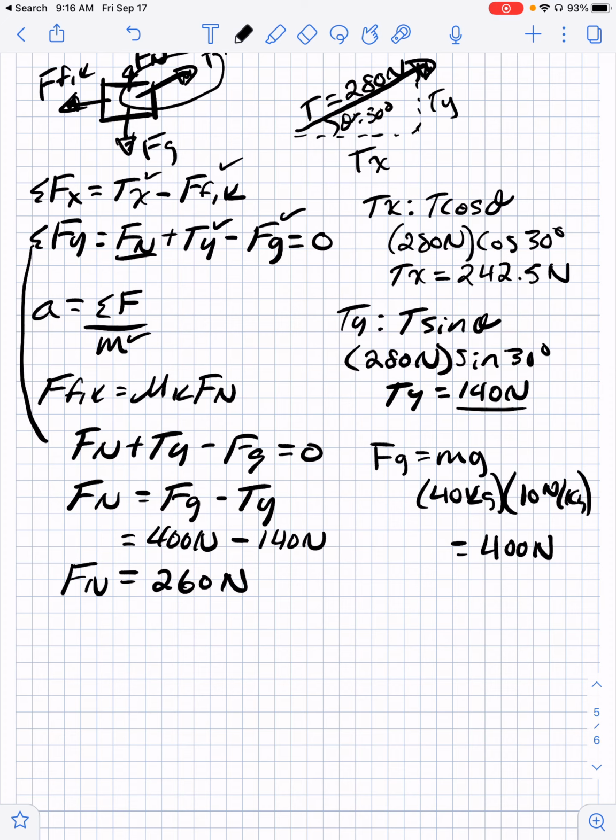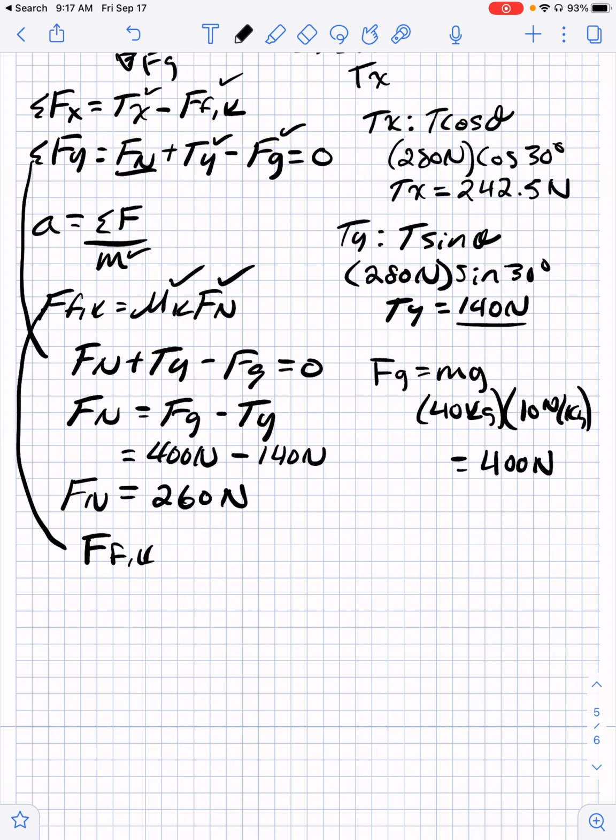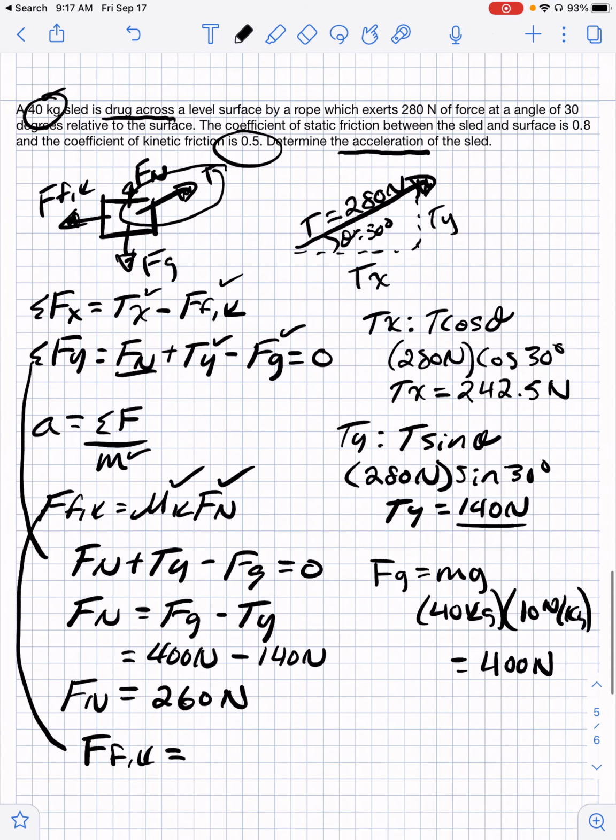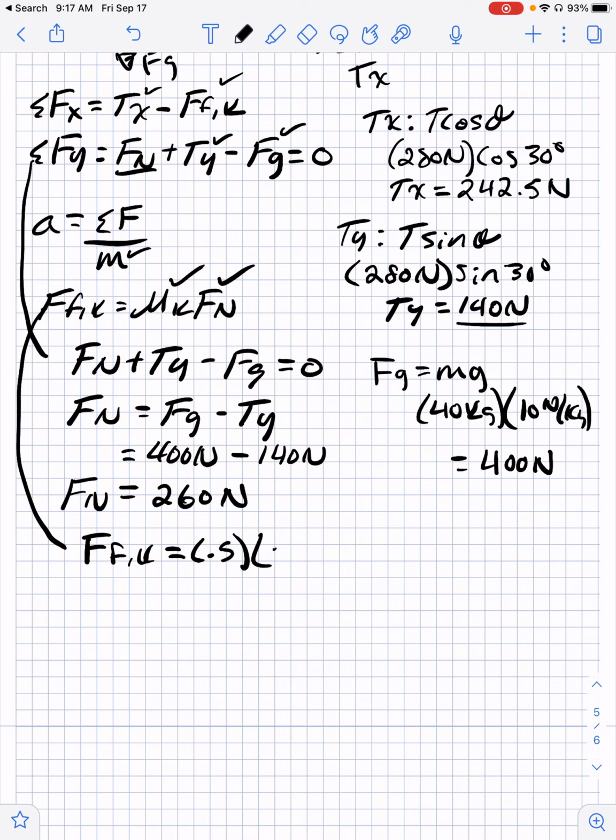So we know the normal force now, and they gave me the coefficient. So now we can solve for that kinetic friction. We'll go back to this. Kinetic friction is equal to the coefficient, and they told me here was 0.5, times our normal force, 260 newtons. So my kinetic friction then is just equal to 130 newtons.